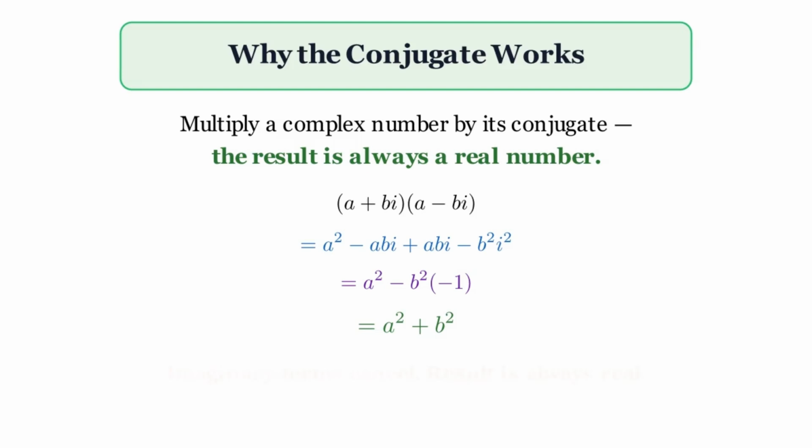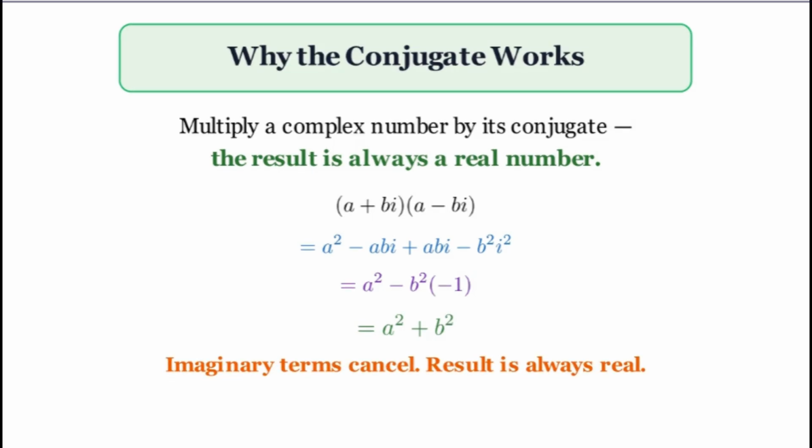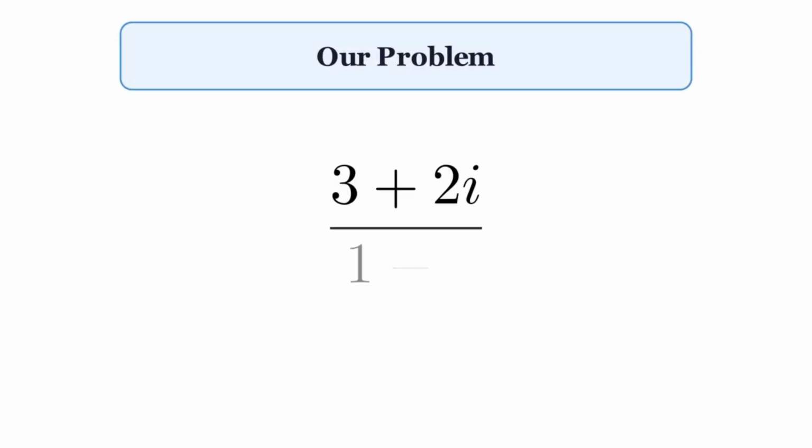So if we have i in the denominator and we want to get rid of it, we multiply top and bottom by the conjugate of the denominator. The denominator becomes a real number, then we can simplify normally. Our problem: 3 plus 2i, all divided by 1 minus i.